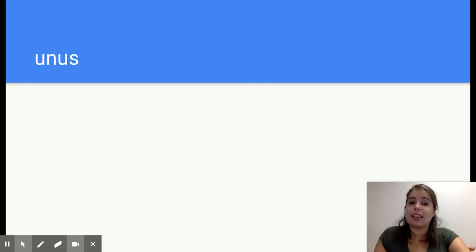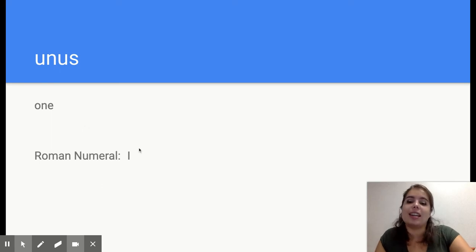Again, we're going to practice saying the Latin words. So unus. Unus is our Latin word for the number 1. And our Roman numeral for 1, as I said in the previous slide, is going to be represented by the letter I. Unus should look familiar. This is very similar to how 1 is done in many languages. Uno in Spanish is going to be 1.